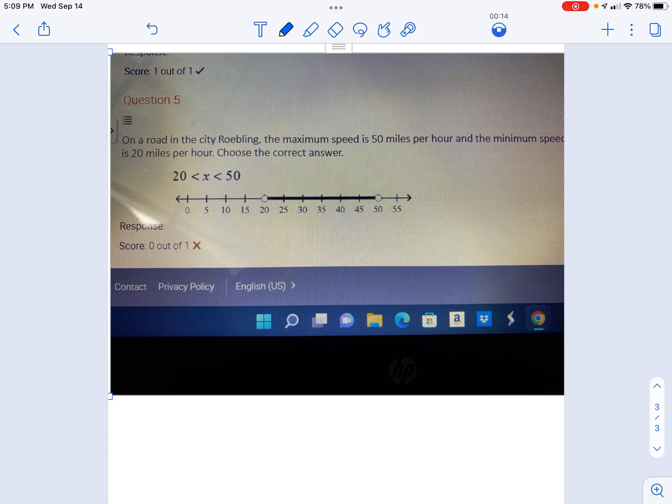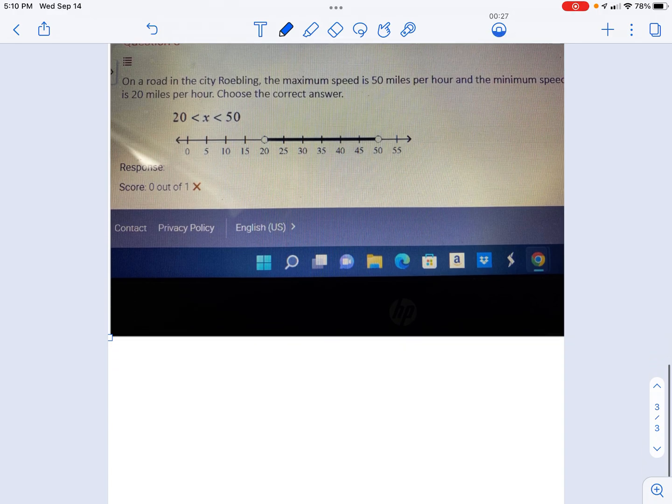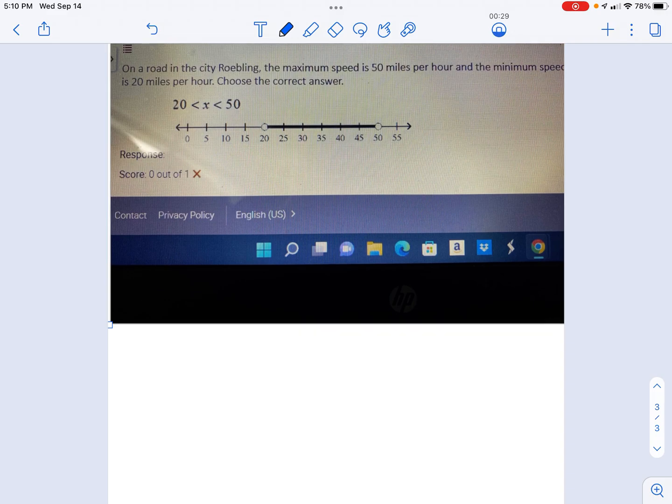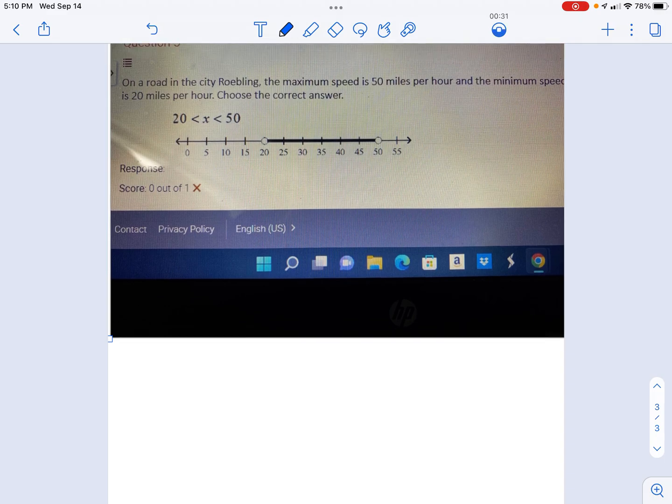It says, on a road in the city, Roebling, the maximum speed is 50 miles per hour and the minimum speed is 20 miles per hour. We have to choose the correct answer. Okay, so I can't see the answers that are there, but let's go ahead and work through this. Obviously, this is the one that you must have picked, showing that it's incorrect. Let me show you why it's incorrect.